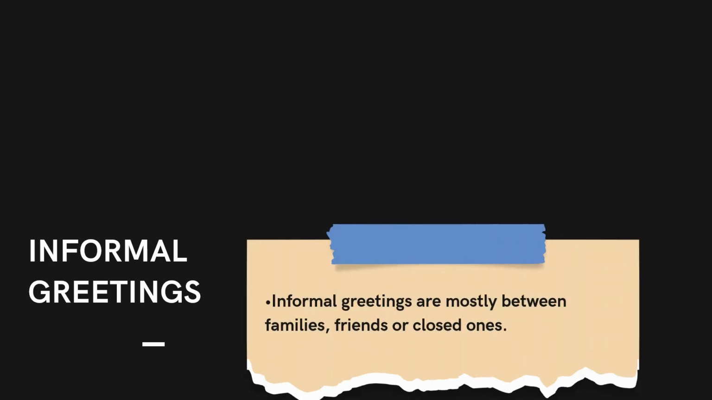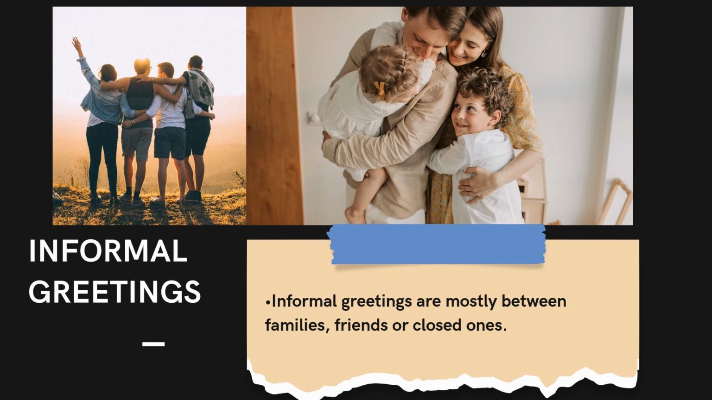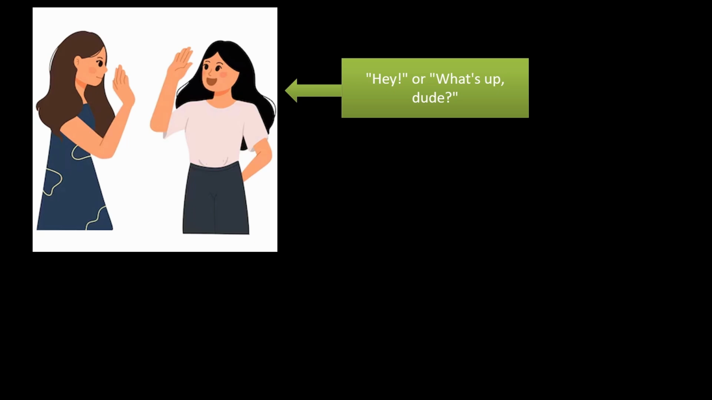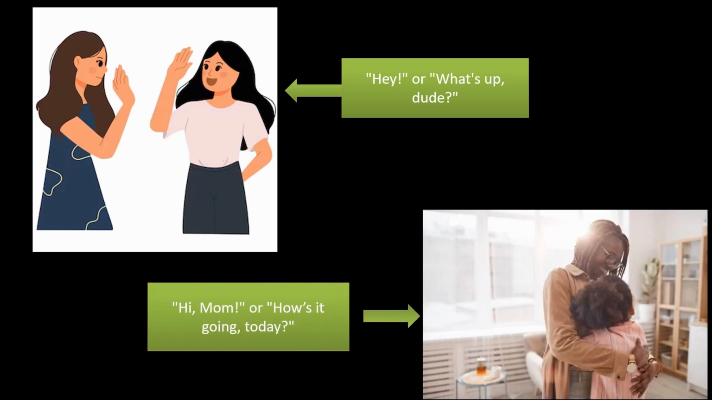Next is informal greetings. Informal greetings are a casual way of saying hello between people who know each other very well. It can be your family, friends, or your close ones. An informal greeting between friends can be, "Hey, what's up, dude?" Or if it is in a family, it can be like, "Hi, mom, how's it going today?"